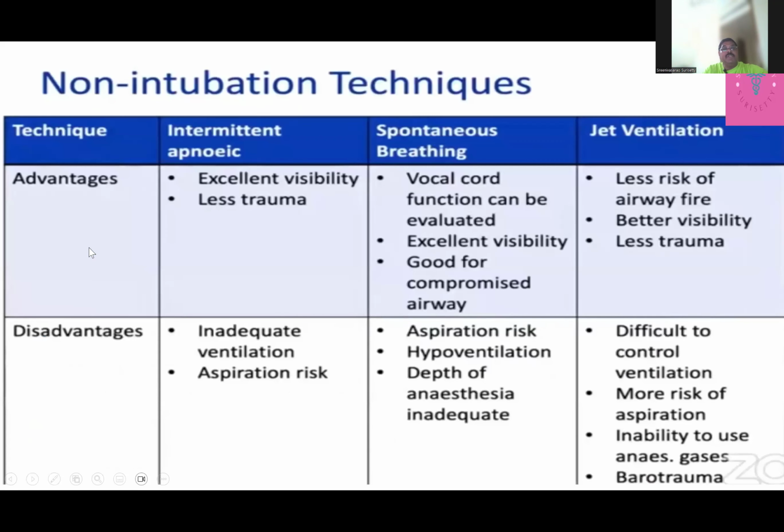So for non-intubation techniques, what are the advantages? For intermittent apnea, the advantages are excellent visibility and less trauma. Disadvantages: inadequate ventilation, and the risk of aspiration will be there. With spontaneous breathing, vocal cord function can be evaluated, and excellent visibility is there. It is good for a compromised airway, especially the spontaneous breathing advantage. But the disadvantages of spontaneous breathing are aspiration risk. Sometimes hypoventilation will occur due to hypoxia, and depth of anesthesia may be inadequate in spontaneous breathing.